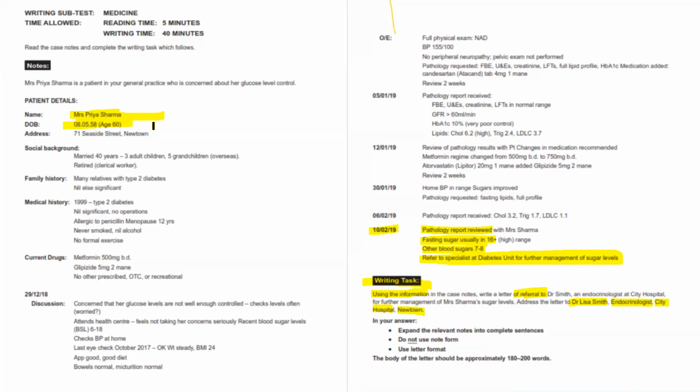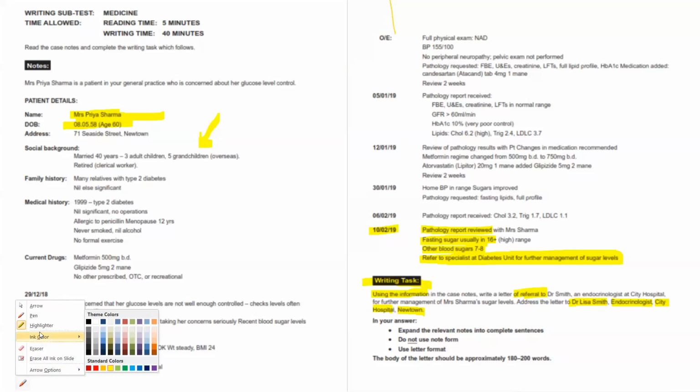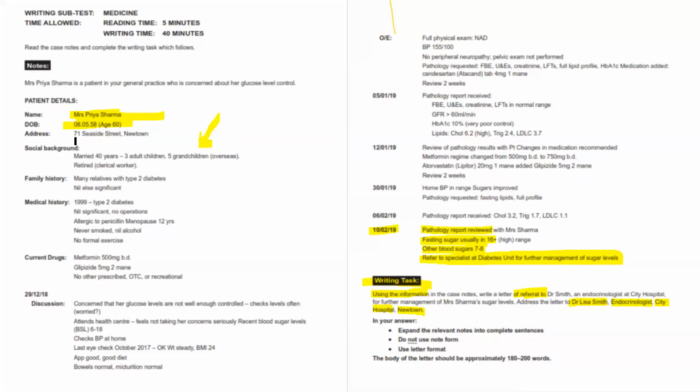Okay, let's start from the beginning. The address, is it important to mention the address? Address of the patient, I think it is important. Why? You are talking about a diabetic. Why is it important to mention his address? Oh, no, it's not important, because the doctor knows the patient. There is no importance of mentioning the address of your patient to such a doctor, to Dr. Lisa. It's not important.